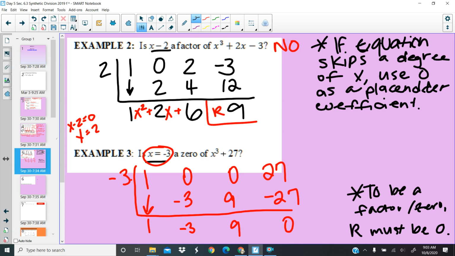So then I'm going to go through and add my x's in, that these are my coefficients for. So since I started with x cubed and divided by 1x, then I'm going to have 1x squared minus 3x plus 9 with a remainder of 0. So then for the question, is x equals -3 a 0 of x cubed plus 27? The answer is yes, because we got a remainder of 0.